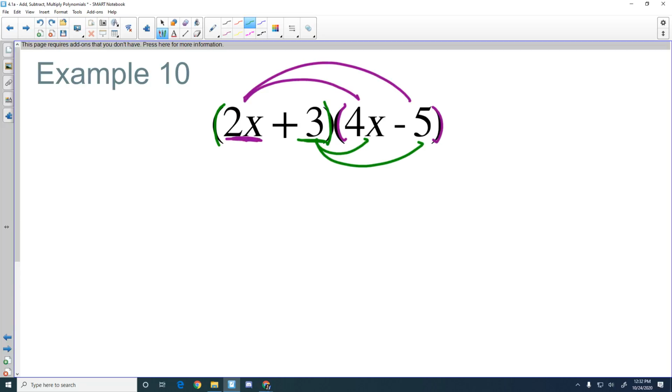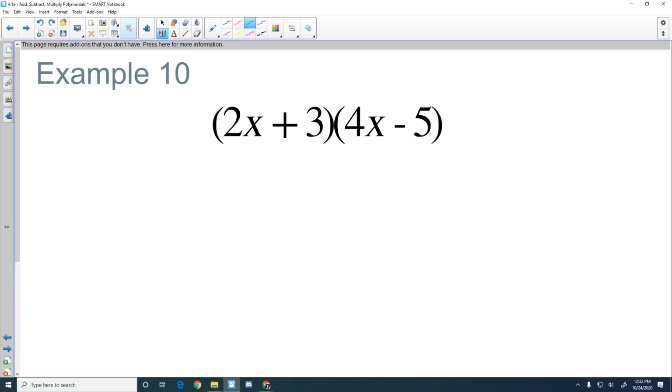All right, so let's go through this together. First, I'm going to take the 2x, and I'm going to distribute it to the 4x. All right, 2x times 4x is 8x squared, right? Because x times x is x squared. Then take 2x and distribute it to the negative 5, and 2x times negative 5 is negative 10x.